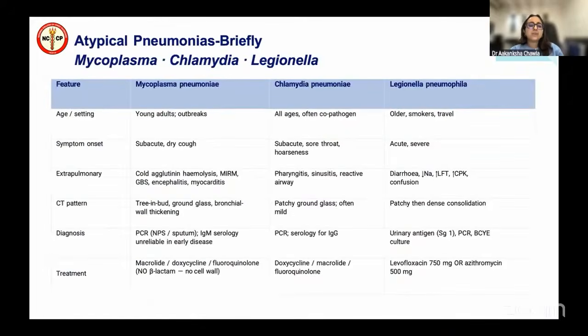Briefly about atypicals, because we've been talking about atypicals. We know that atypical cover is usually for Mycoplasma pneumoniae, Chlamydia, and Legionella. The presentation of Mycoplasma and Chlamydia is usually subacute, and that for Legionella would be more acute and severe. Treatment for Mycoplasma is with macrolides, doxycycline, or fluoroquinolone. Beta-lactams are not effective for Mycoplasma. And these days, of course, like I told you, even macrolides. For Chlamydia, doxycycline, macrolide, or fluoroquinolones. And for Legionella, levofloxacin 750 or azithromycin.